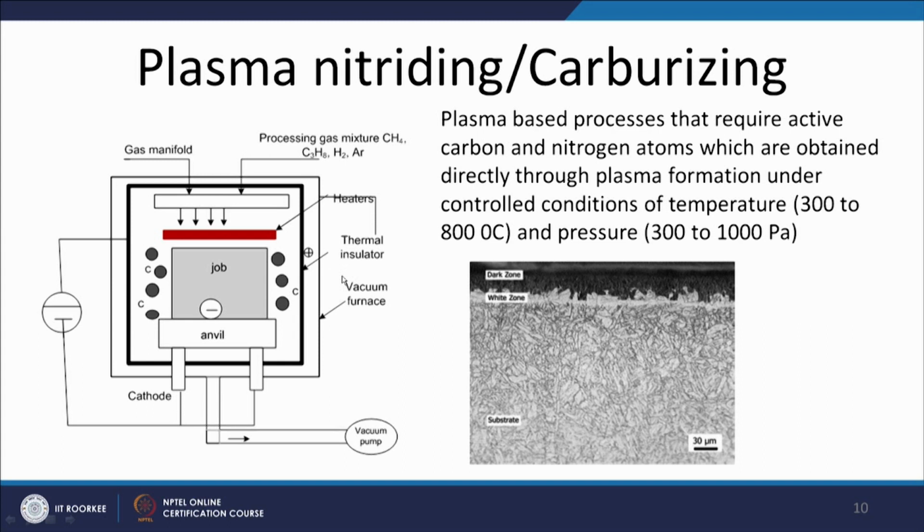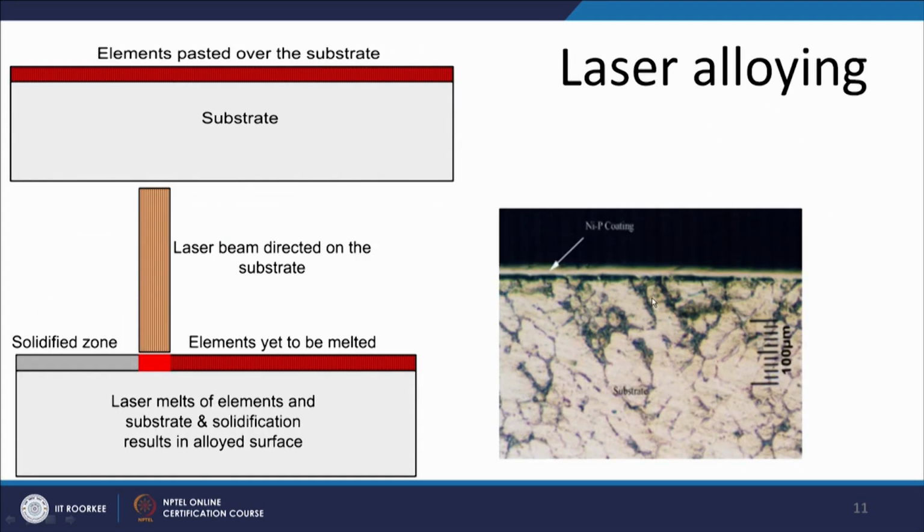When nitriding is carried out in the plasma state of carbon and nitrogen, the process is much faster, it takes less time, and the maximum temperature generated in the component is also lower. So a modified zone near the surface layer is formed after the modification.